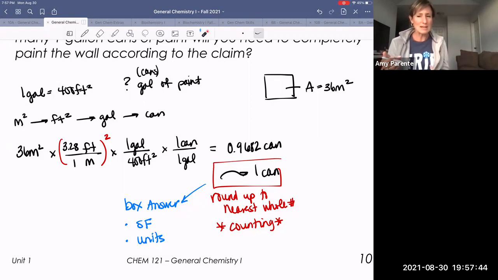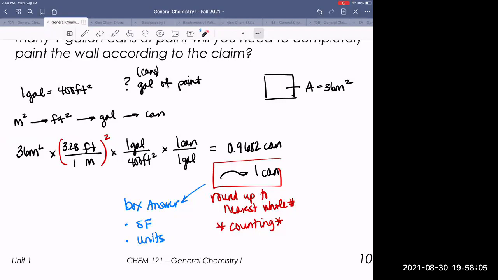So hopefully that makes sense. If you have a problem where you have to do counting, you need to make sure that you round up. So that's that problem. Let me just kind of look through here. So Courtney, I'm going to put you on the spot here if you don't mind. You had said ready. So where did you get stuck with this problem?